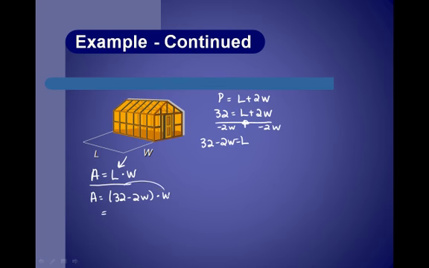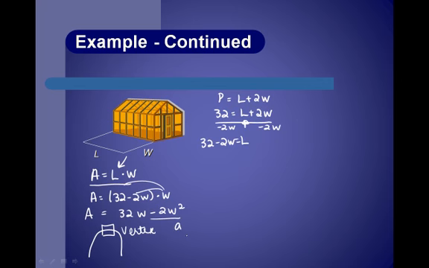Well, if we distribute that, we get 32W minus 2W squared. Well, that's our maximum area formula. Notice it's quadratic because it's a W squared and then a W and then a number. Also, we can look at this and know that the leading coefficient, which is the A in front of the highest power, is a negative. So what we've got is our picture looks like this for our area. Well, the maximum area is going to be right up here at the top. That is the vertex. So we want to find the vertex of this area equation.